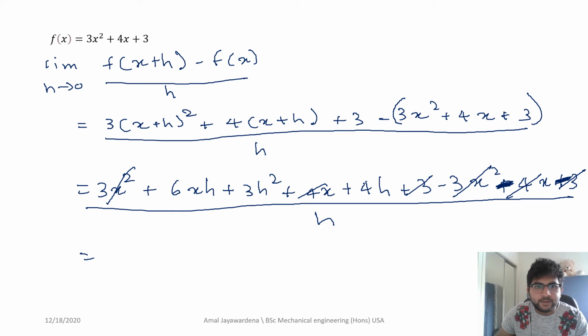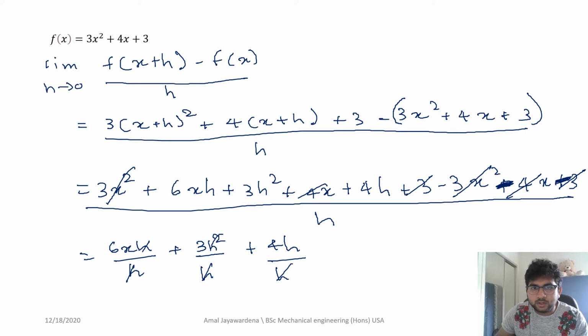So we end up having 6xh over h plus 3h squared over h, plus 4h over h. So that's it. So it's going to go like that, and we end up having 6x plus 3h plus 4.